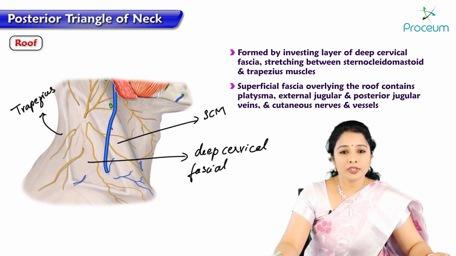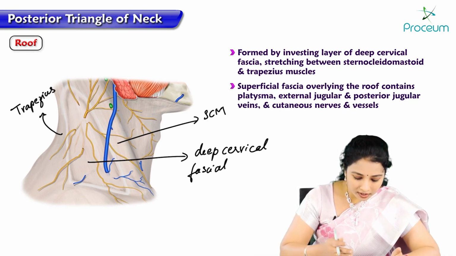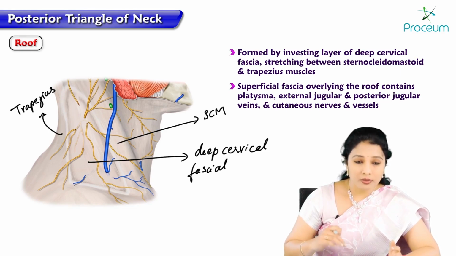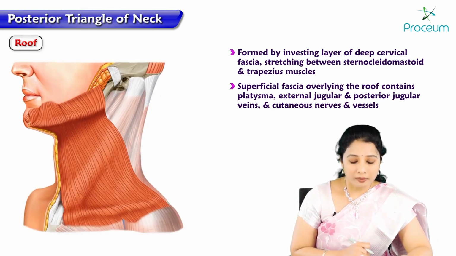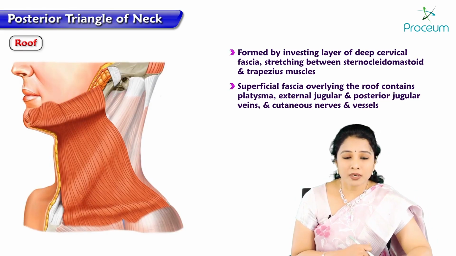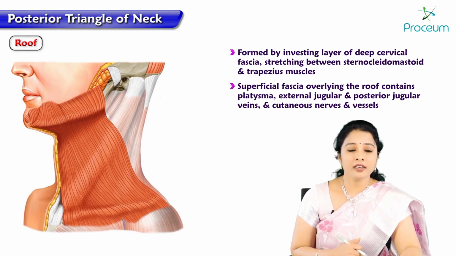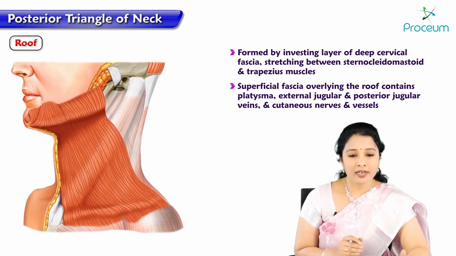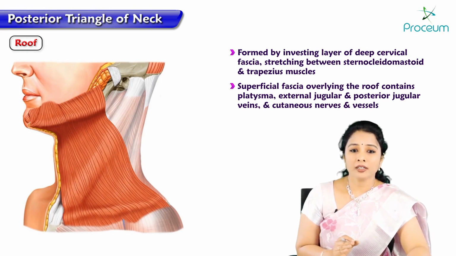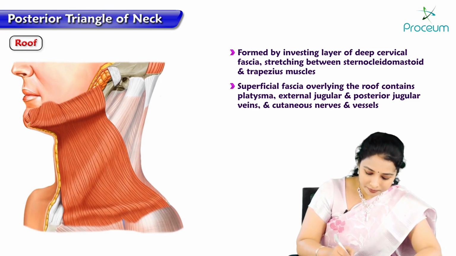So the superficial fascia overlying the roof contains a muscle called platysma. What you are seeing here is the deep fascia. So superficial to the deep fascia is superficial fascia. Here in this image we can see the muscle called platysma, which is a muscle of facial expression present in the neck and which lies within the superficial fascia. We can see the platysma covers partially the posterior triangle. It forms a part of posterior triangle of neck.